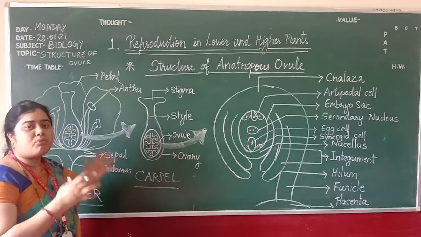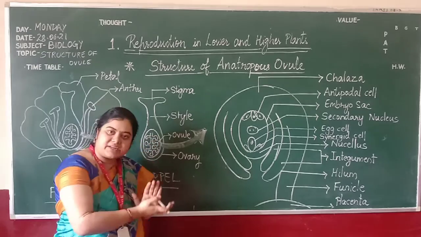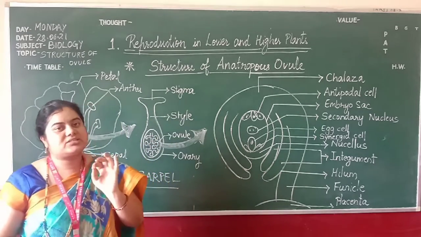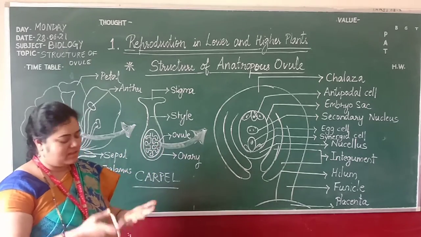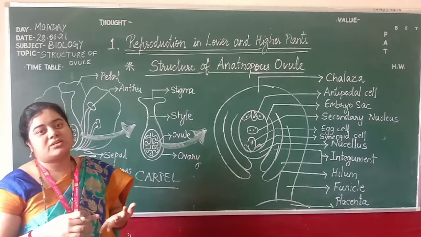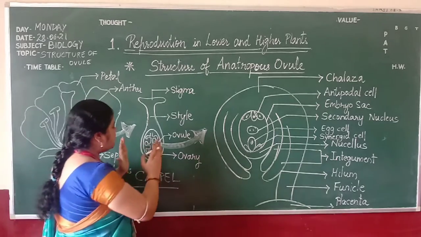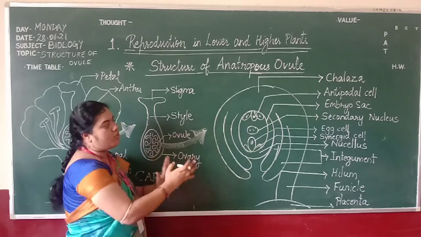And if more than one ovule is present inside the ovary, we call it a multi-ovulate ovary, meaning more than one ovule is present. Example, brinjal, tomato. You can see it in the flowers of these vegetables. Now let's discuss the detailed structure of the ovule.